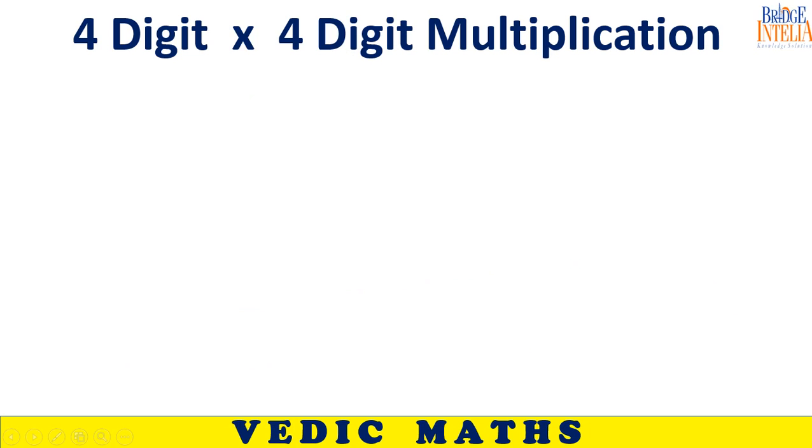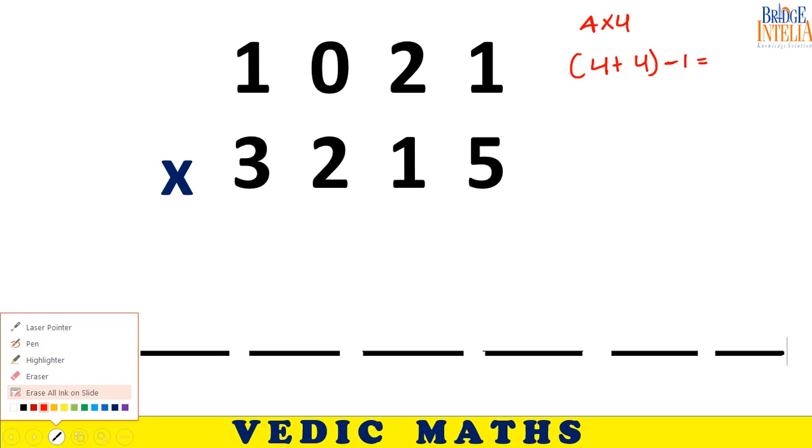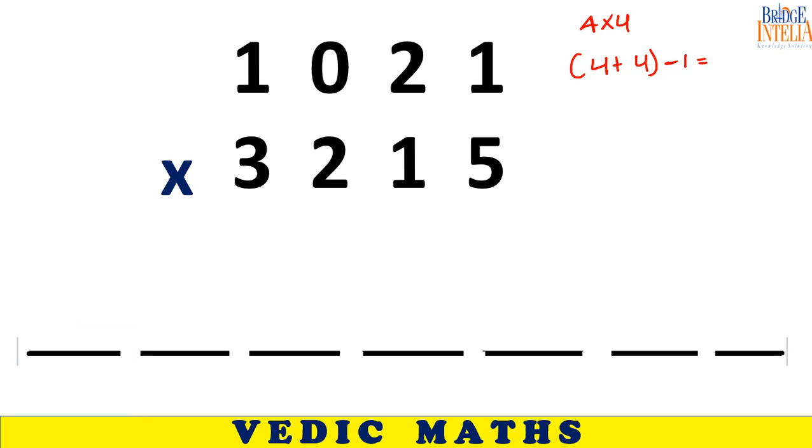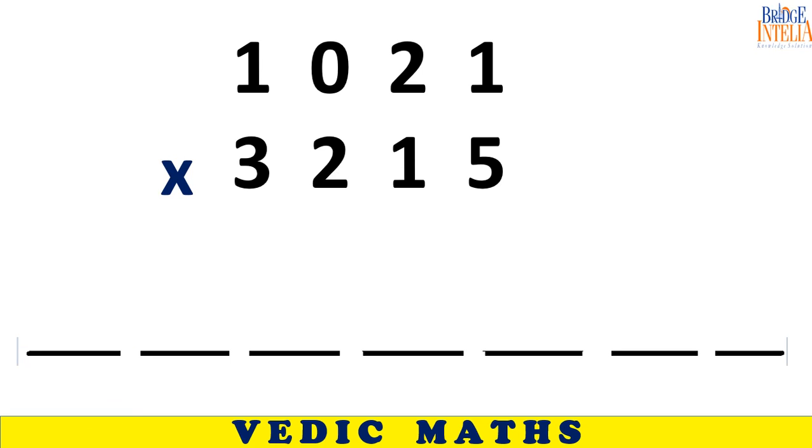Now let's take an example of 4 digit into 4 digit multiplication. Logic is same. Now since we are doing 4 into 4 multiplication, so how many blank spaces are there? 4 plus 4 minus 1, that is equal to 7 blank spaces. So we have to fill these 7 blank spaces and our answer will be ready. How we can fill these 7 blank spaces? Process is same. Imagine boxes.